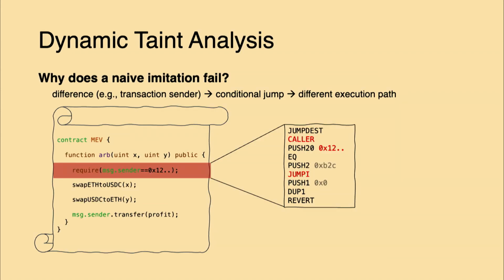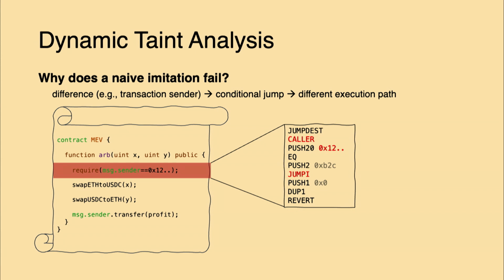So let's dive a bit into the details. First is the dynamic intent analysis. When you look at the contract with imitation protection, why does the naive imitation fail from a bytecode perspective? Well, it starts with some small differences, right? In this case, we have a different transaction sender, and such a difference propagates through the execution and finally reaches a so-called conditional jump in the bytecode. Specifically, it's called JUMPI. And from this conditional jump, the execution of the imitation transaction will jump to another branch.